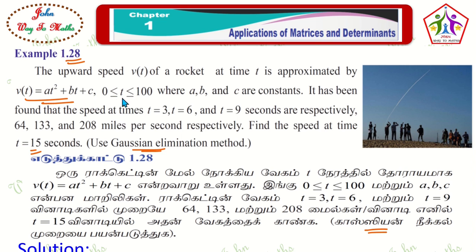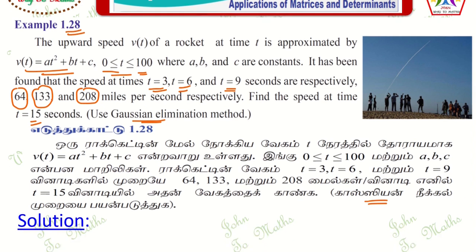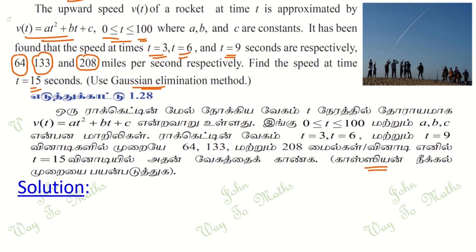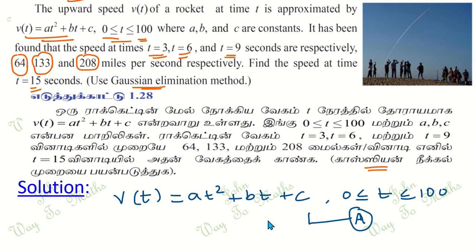Okay, first I'm going to take the speed v of t is equal to at square plus bt plus c, where t lies between 0 to 100. Then t is equal to 3 gives 64, t is equal to 6 gives 133, and t is equal to 9 gives 208. So I'm going to write here v of t is equal to at square plus bt plus c, t lies between 0 to 100. So consider this as equation number A.